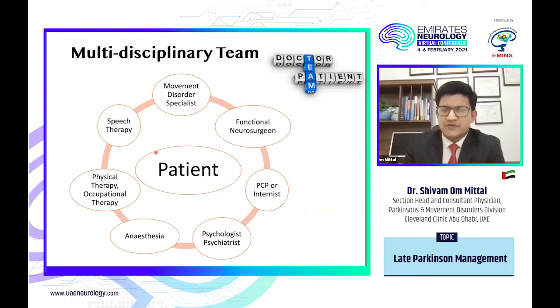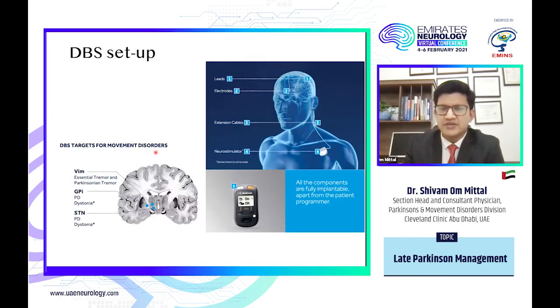With DBS, we always have to look at a patient with a team approach. There has to be a movement disorder neurologist available 24/7 for the patient. There has to be a functional neurosurgeon who is in house for any troubleshooting. You should have a psychologist, a psychiatrist, anesthesia trained in DBS surgery, a speech therapist trained in LSVT therapies, and physical therapy as well. Set up for DBS.